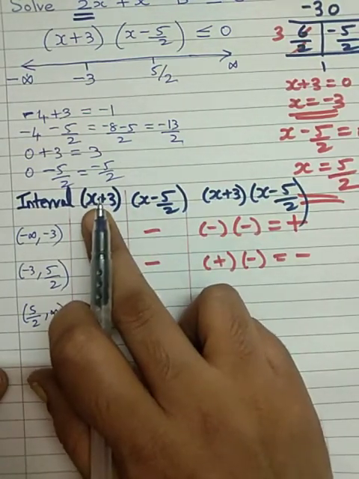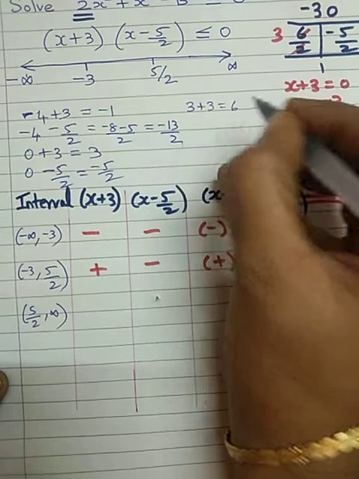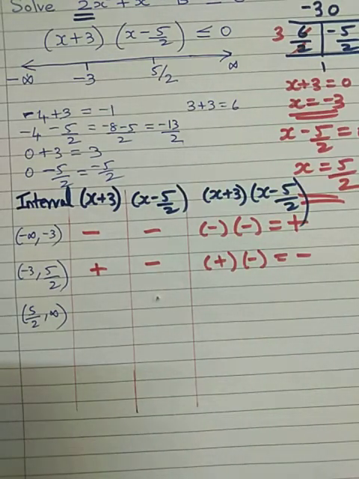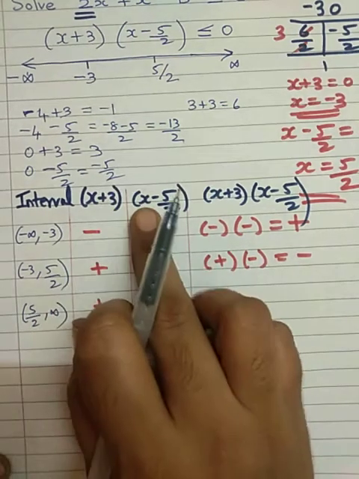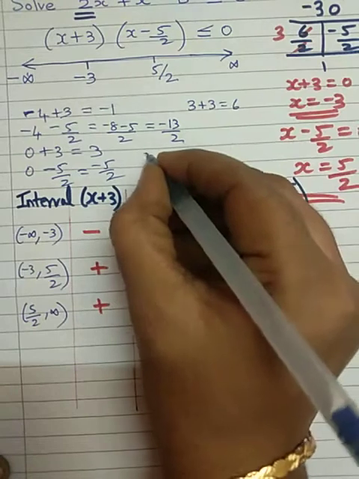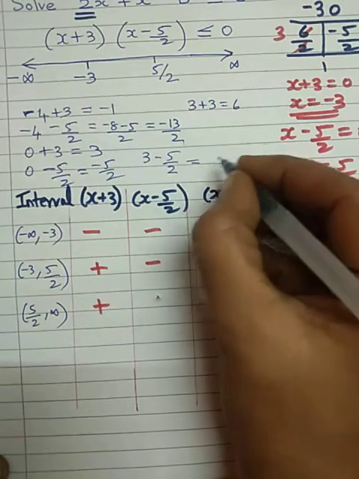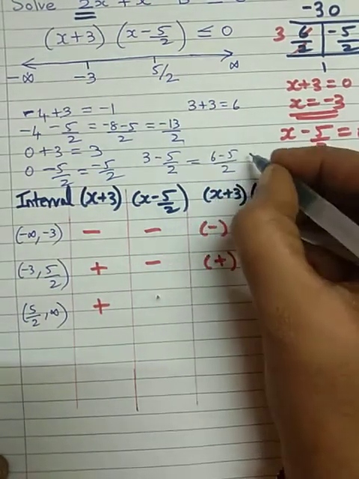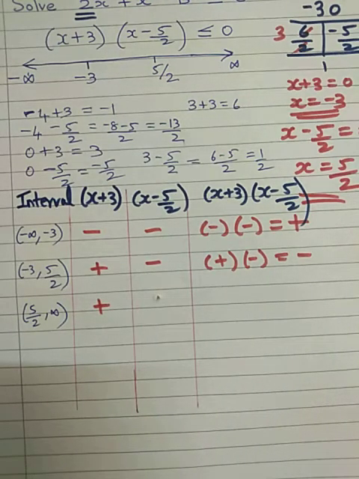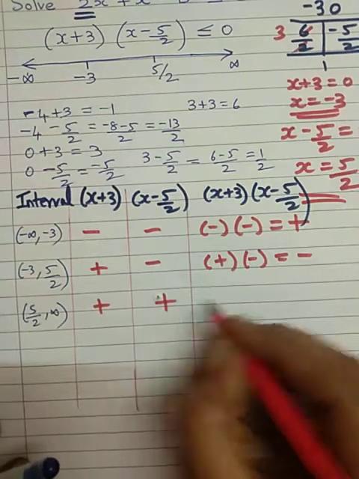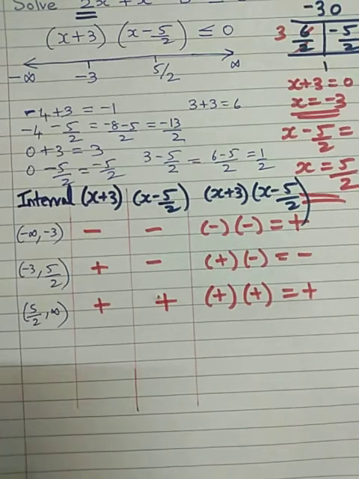So wherever x is there, I am going to put 3. So I will have 3 plus 3 equal to 6. So I get a positive number. Again, in this place also I am putting 3. So I will have 3 minus 5 by 2. When I take the LCM, I will have 6 minus 5 by 2, that is 1 by 2. Again, I got a positive number, so I write a plus sign. And plus into plus is equal to plus.